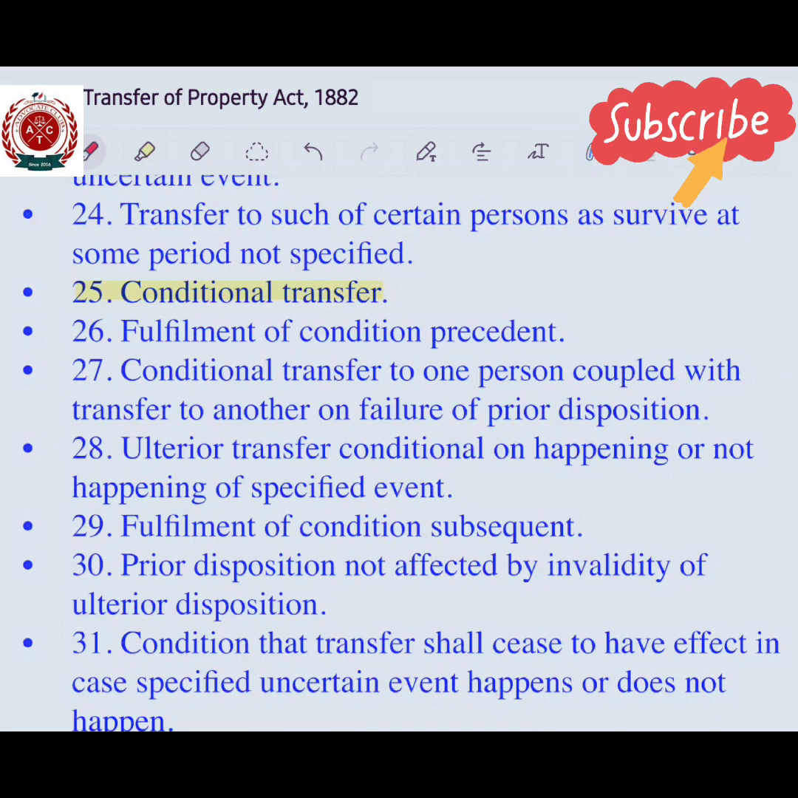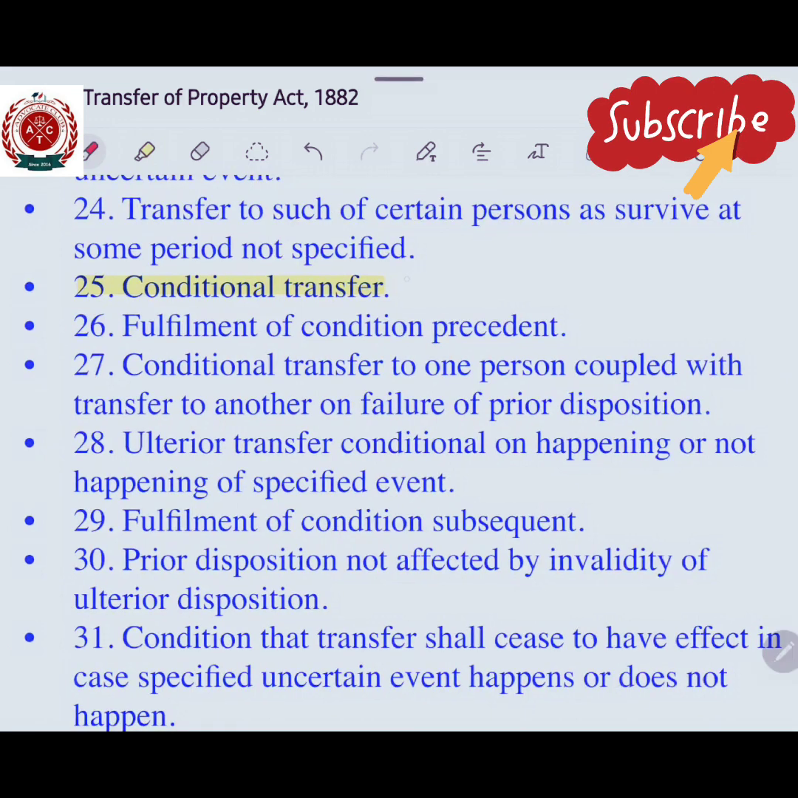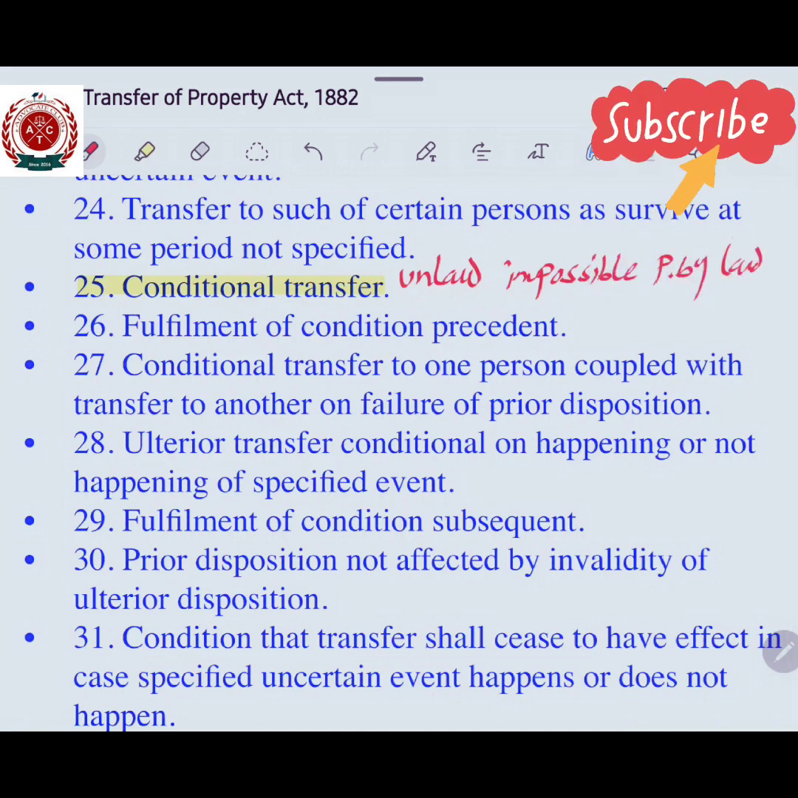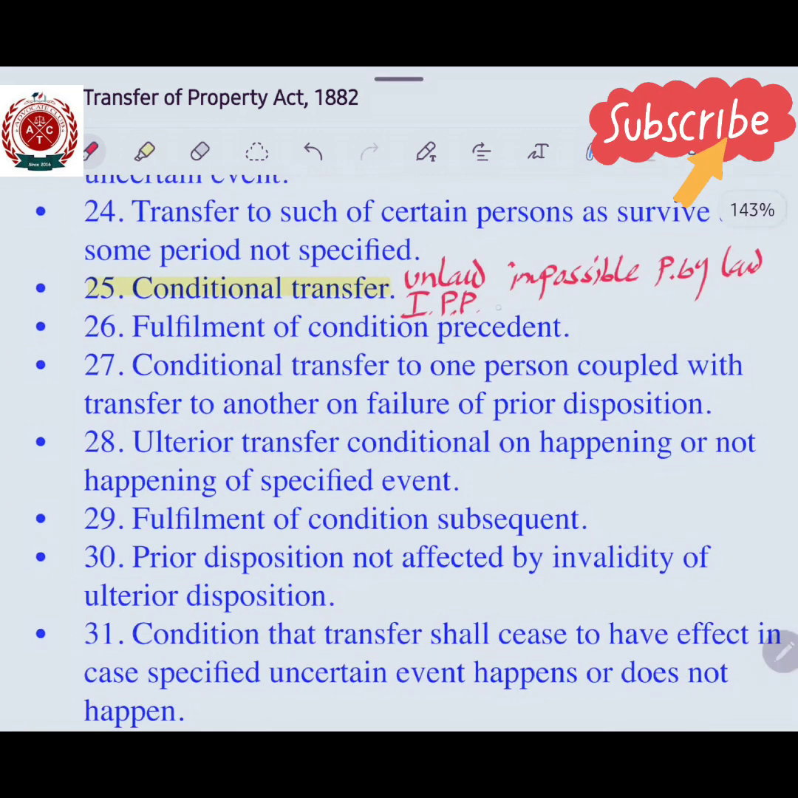Why? Because the condition is not fulfilled or it is unlawful, impossible, prohibited by law, or immoral, against public policy. I'm making short points. You can write them down in detail if you wish. So the fourth point is immoral, against public policy. Next one is injury to another person or property, so it is injuring the person or property. This kind of condition, the condition and transfer both are void.